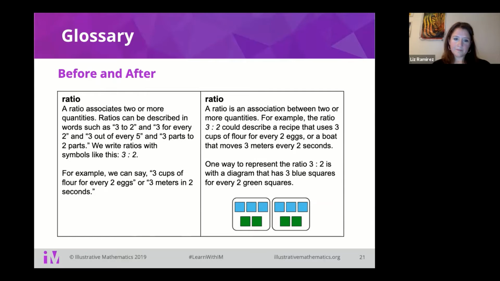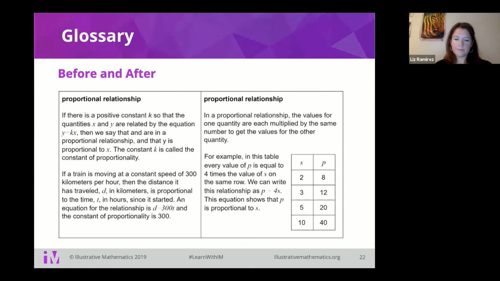Another example. So you may have noticed that the new definition on the right no longer refers to the constant of proportionality, since that term is introduced later for students.